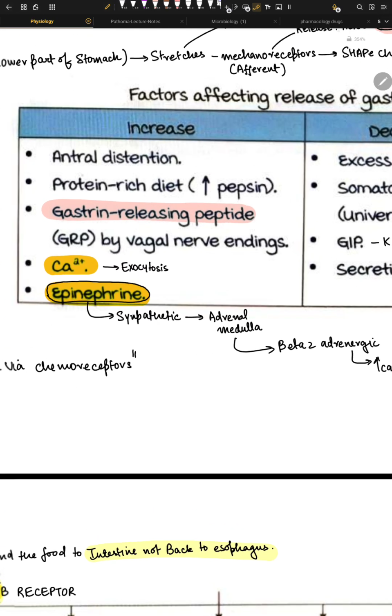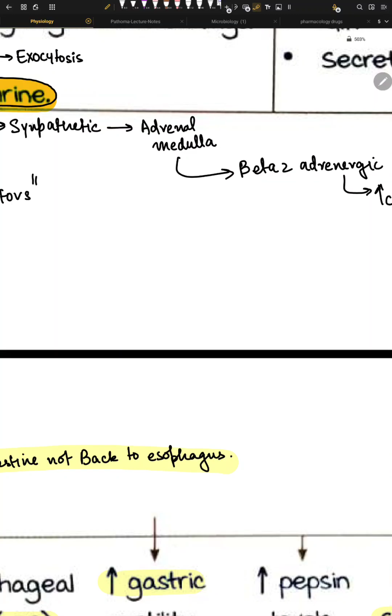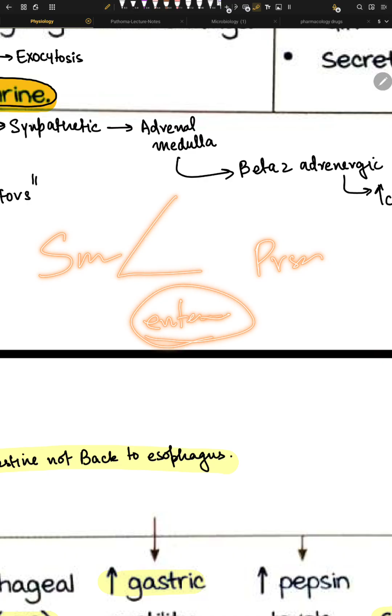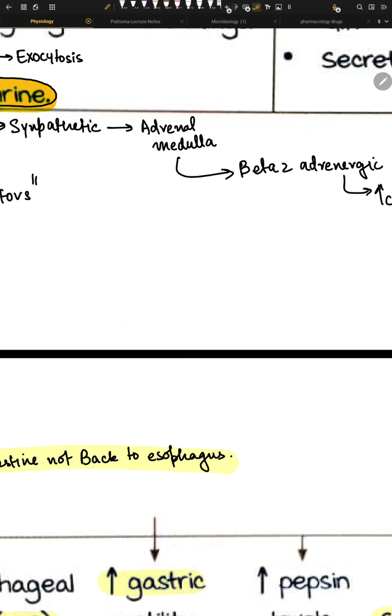Epinephrine. Now this epinephrine is a part of the sympathetic channel of your autonomic nervous system. What is the autonomic nervous system? It has three branches: the sympathetic system, the parasympathetic system, and the enteric nervous system. That's it. These three can talk with each other, and they have different neurochemicals to talk with each other.